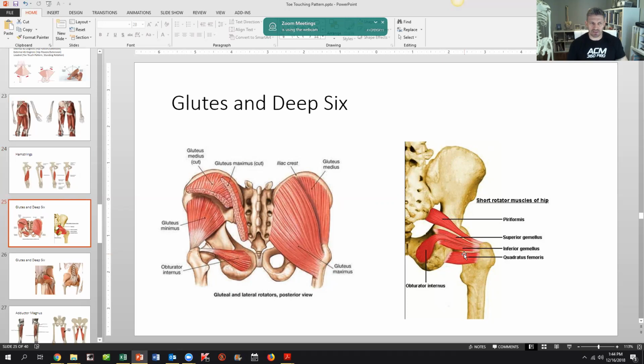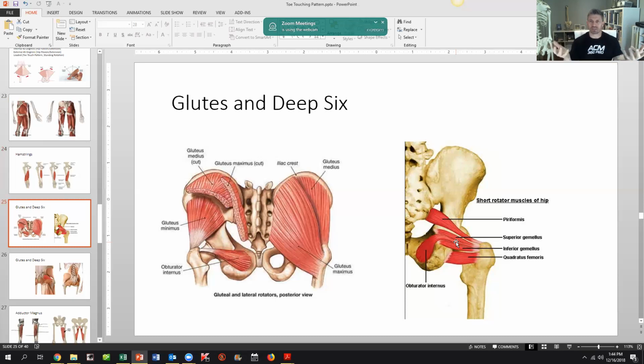These guys are the deep six, and the quadratus femoris. These are the ones responsible for rotating the femurs out. So think about that. If toe touching is a hip flexion and internal rotation movement, and the external rotators are extremely tight, guess what you're going to feel? You're going to feel very tight in the glute, and it's not anything to do with how tight your glutes are. It's probably tightness of the deep 6, and this is where sciatica and the piriformis syndrome really come from.